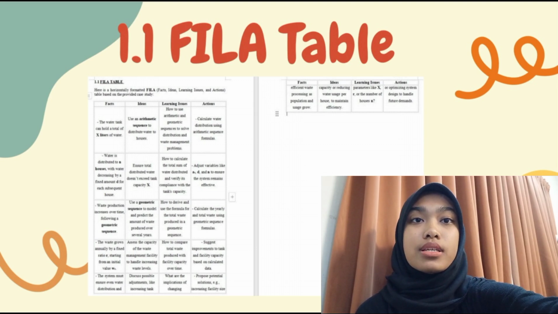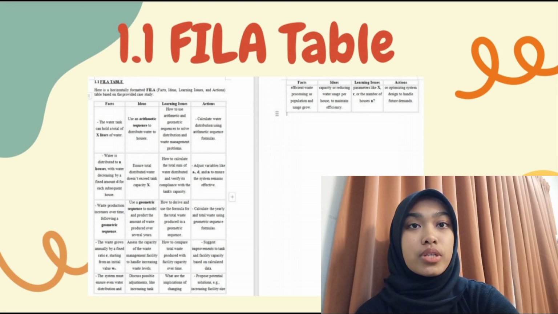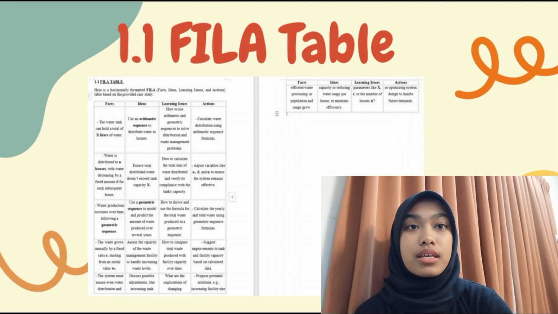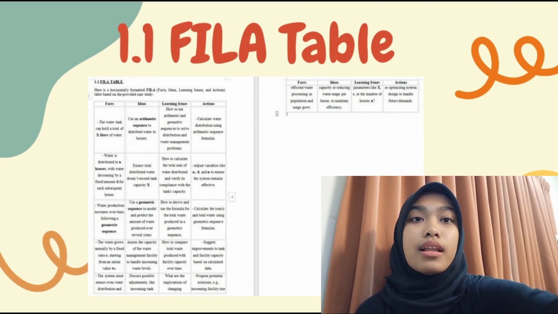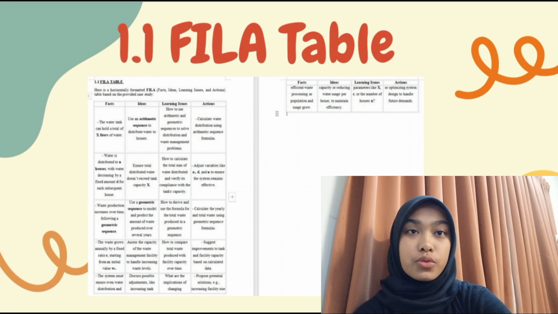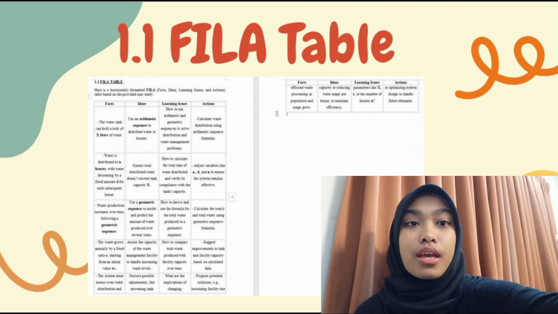For the third one is use a geometric sequence to model and predict the amount of waste produced over several years. Next is assess the capacity of the waste management facility to handle increasing waste levels. And last but not least, discuss possible adjustments like increasing tank capacity or reducing water usage per house to maintain efficiency.